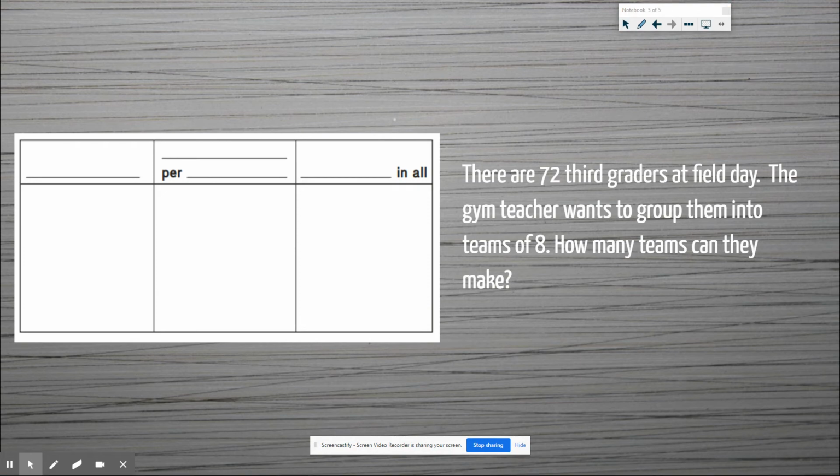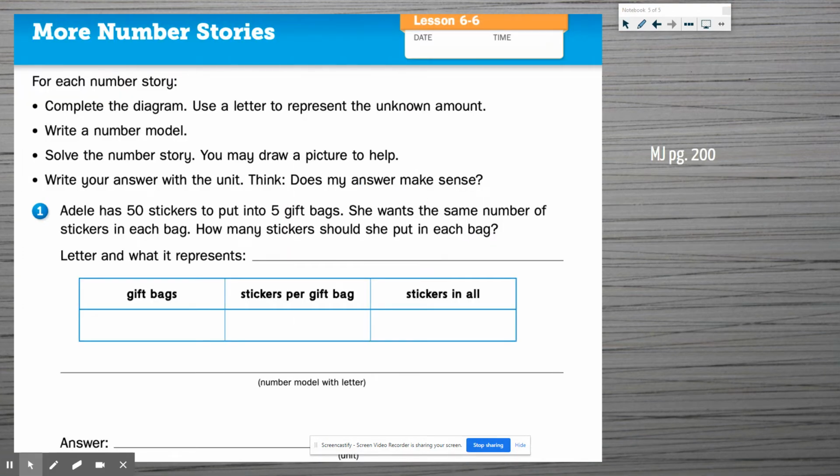All right. Turn in your book to page 200. We're going to be doing this together. And for each number sentence story, you are going to do multiple things, and you'll be expected to do this on your assignment. So you've got 1, complete the diagram, use a letter to represent the unknown. Instead of a question mark, we're going to start using letters. Number 2, write a number model. Number 3, solve the number story. You may draw a picture to help. And then write your answer as number 4 with the unit.